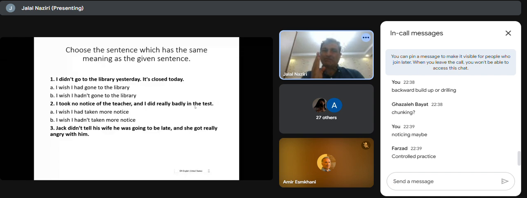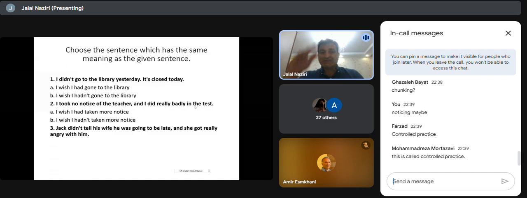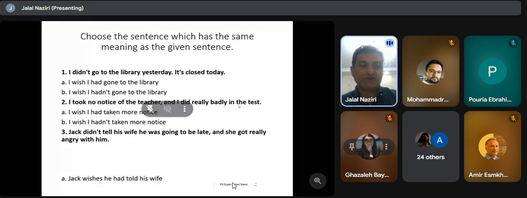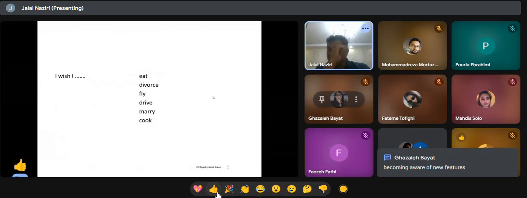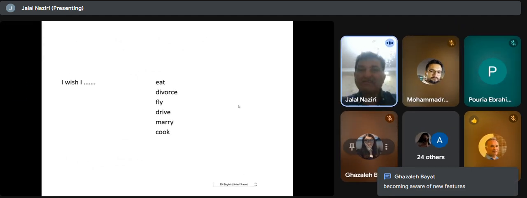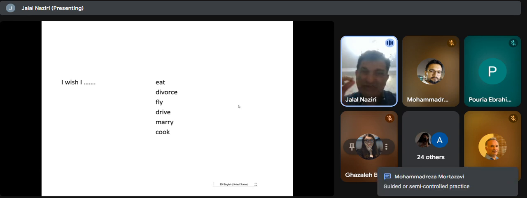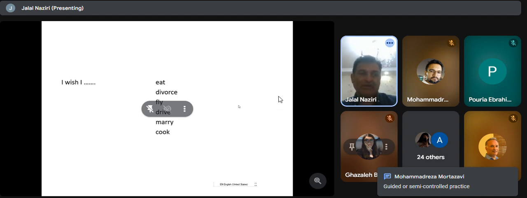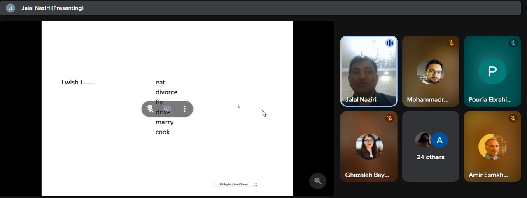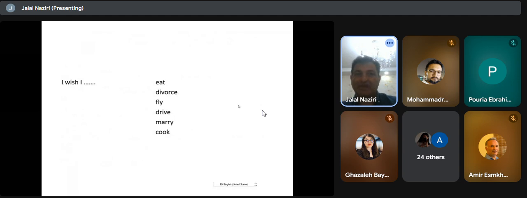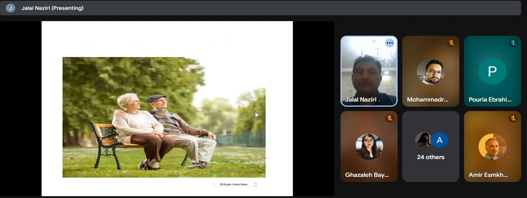Basically, the practices range from very controlled to less controlled and freer. You see, this is a very controlled one. It is at the level of recognition. And here is a bit less controlled. They have the words, but they need to create and change a little bit. So it becomes more free, much freer. This one was at the level of recognition. And here, what about here?